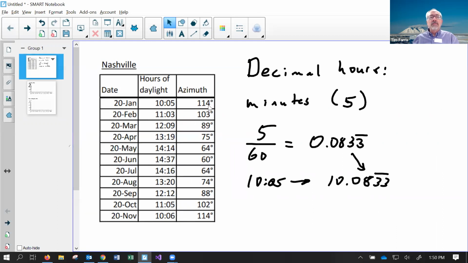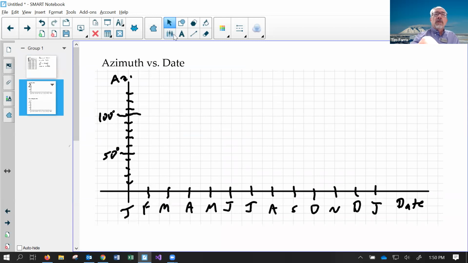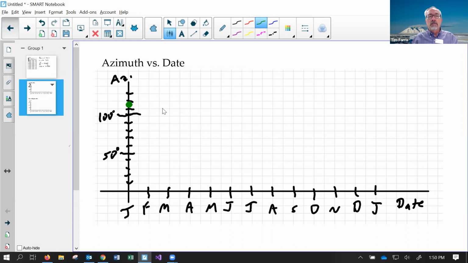So what I'm going to do is find 114 and put a mark on 114 above my January date. And the way I've got it marked off, here's 100, here's 110, here's 120. So 114 would be somewhere right around in there. And then go back to the previous table that we've got.